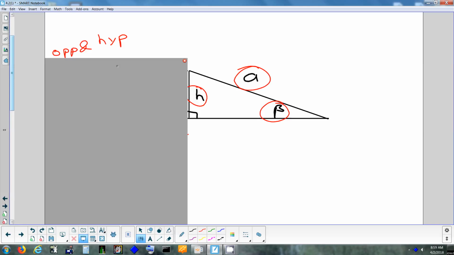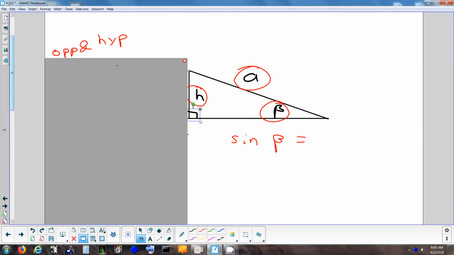Cassandra, from the perspective of beta, what's the name of the side that we labeled H? Opposite. It's opposite. A is across from the 90, so A is the hypotenuse. It's the same two names we just used, opposite and hypotenuse. So we're going to do sine again. So the sine of my angle is opposite over hypotenuse.